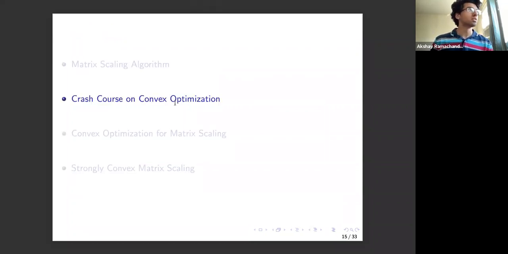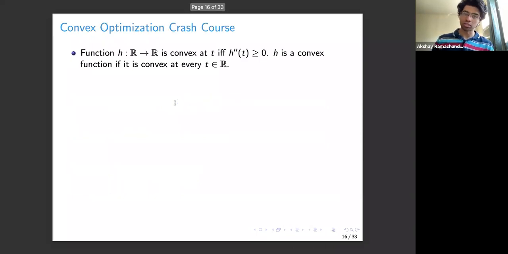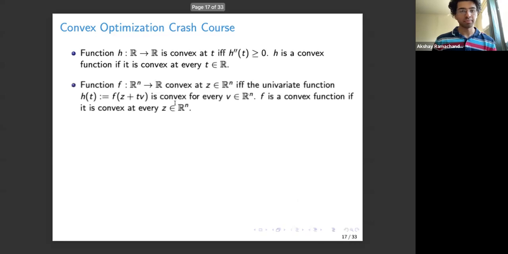So now, before we do the analysis, we just will mention some background definitions on convex optimization. Right. So what is a convex function? A univariate convex function is a function with second derivative non-negative. As a picture, it always curves away from any tangent line. Cool. And h is convex everywhere if it's convex at every point. More generally, a function on a vector space is convex at a point in that vector space if for every direction, the univariate function is a convex function, right? And f is a convex function on a vector space if it's convex at every point in that vector space.